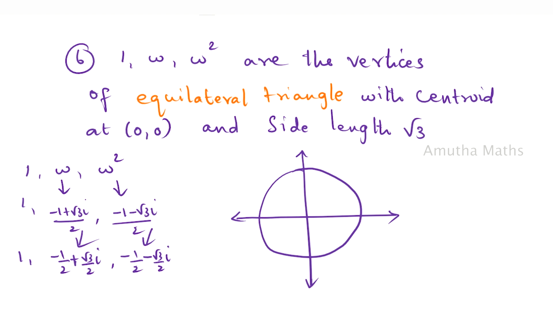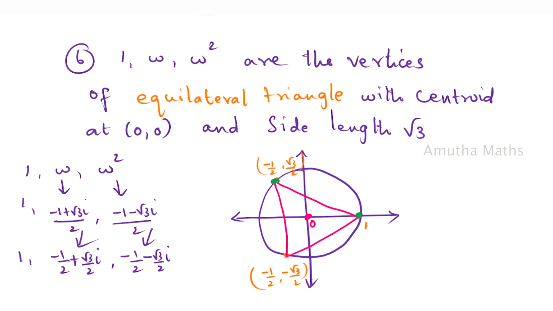Now if you plot these points, the first root is 1. I have plotted it. The second root is minus half comma root 3 by 2. And the third root is minus half comma minus root 3 by 2. Right? Now you join all the points. What will you get? If you join all the points, it forms an equilateral triangle with the centroid at the origin.